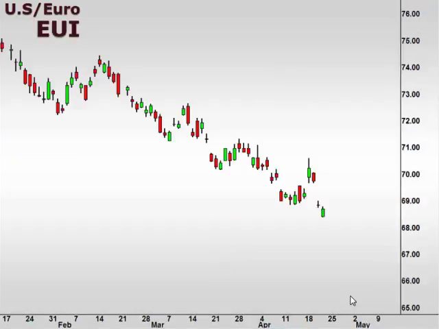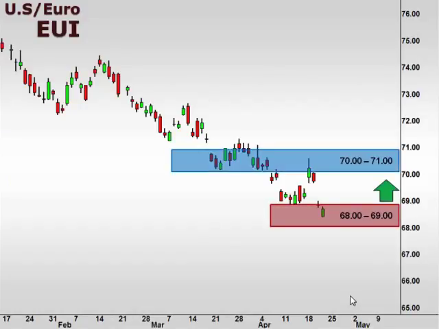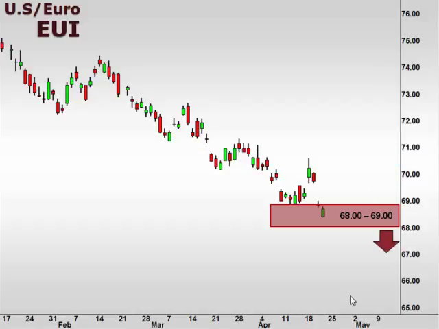Next up, the EUI, the US versus the Euro. Well, the EUI tested the 68-69 level as expected. Now, a bounce here is likely to meet resistance at 70. However, failure to hold at 68 lends credibility to a continuation of this downtrend that has been in force for quite some time.